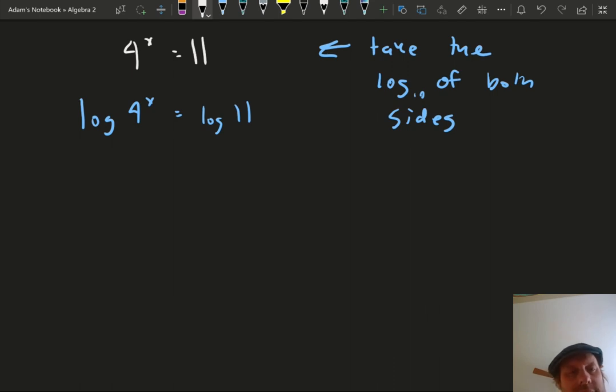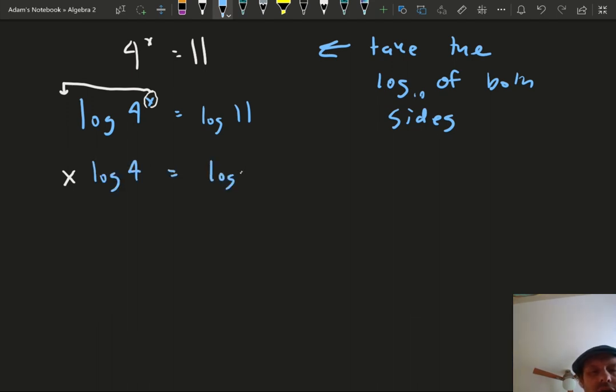Now, right here, what do I do now? Well, we're going to use our properties of logarithms to know that, remember, if I have an exponent right there, I move it right to the front. So that's going to give me x times log of 4 equals log of 11, okay?